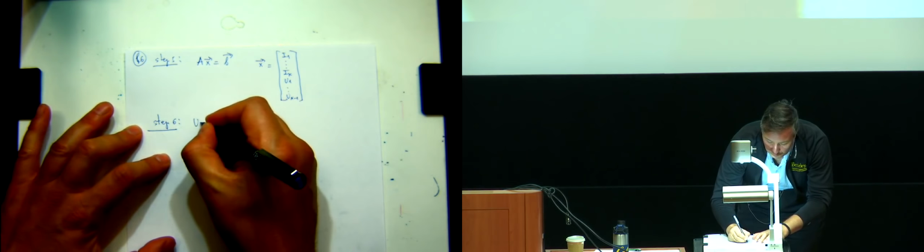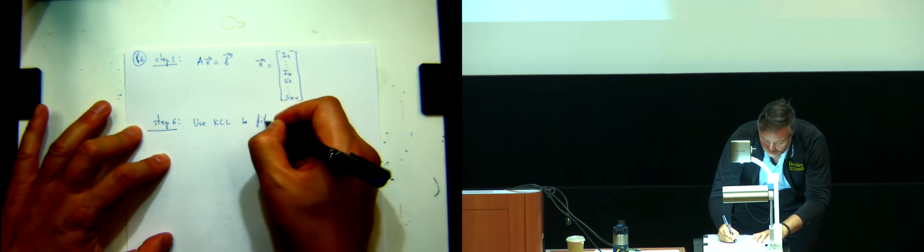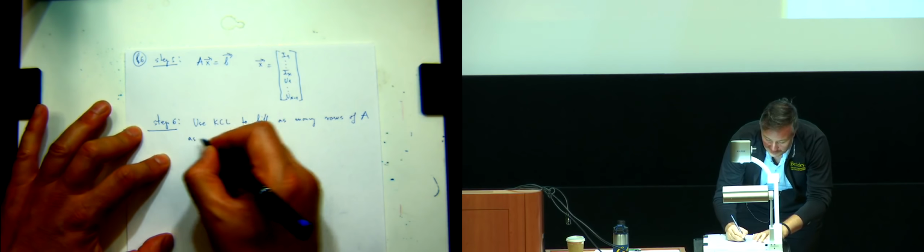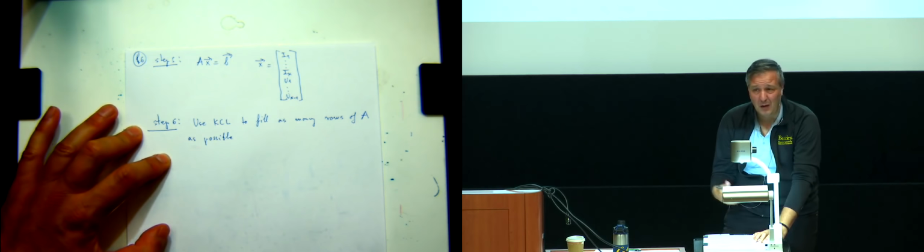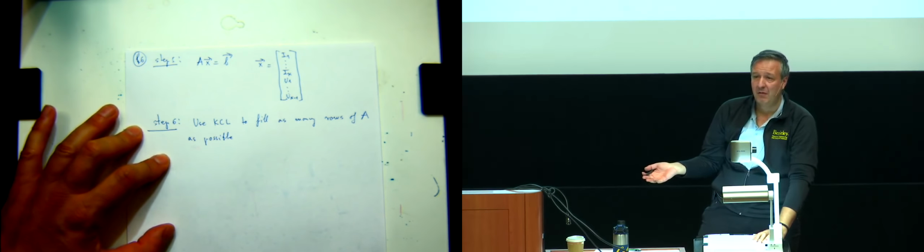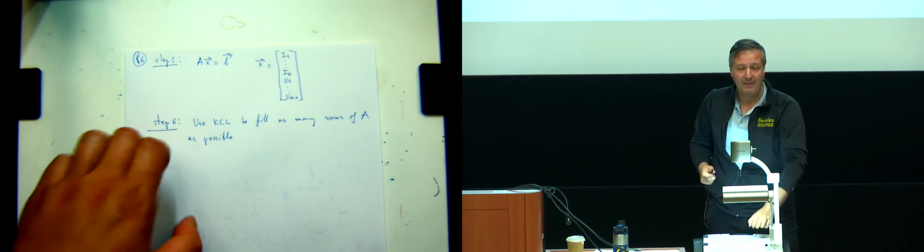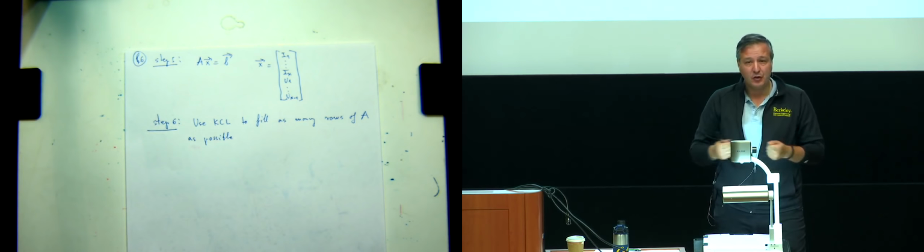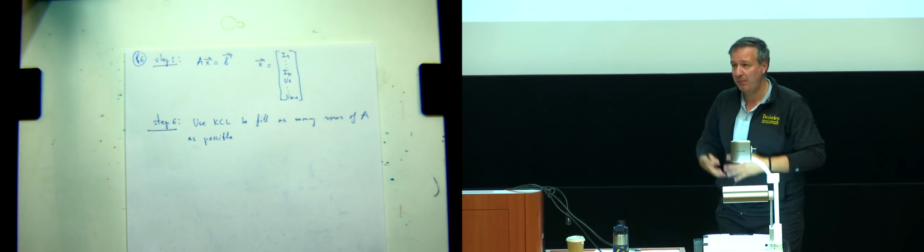Step 6. Let's start filling the matrix. We're going to first use KCL to fill as many rows of A as possible. What does that mean, as possible? How many rows of A can I fill? At each node, I can apply KCL. Should I apply it to all the nodes?